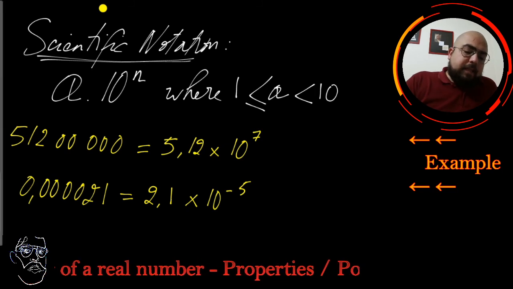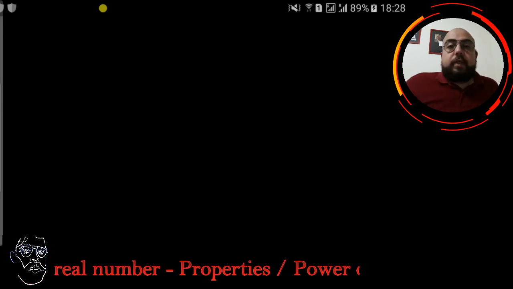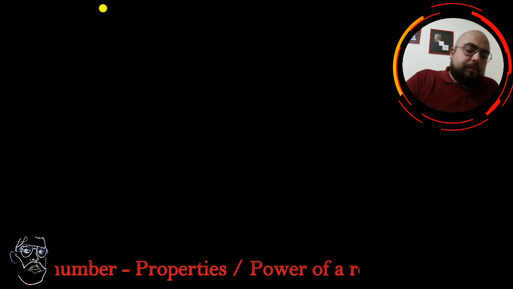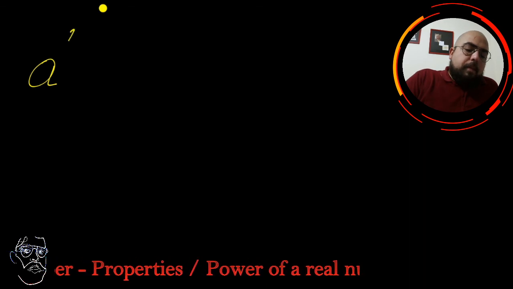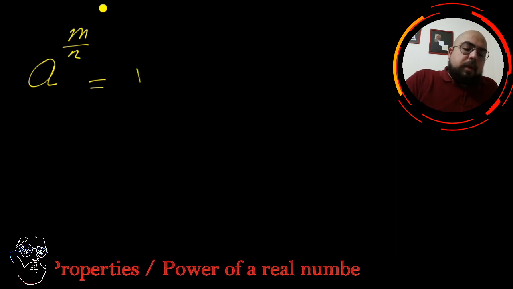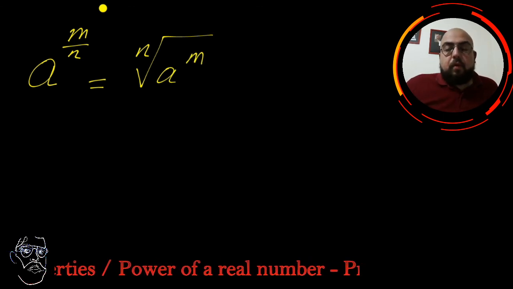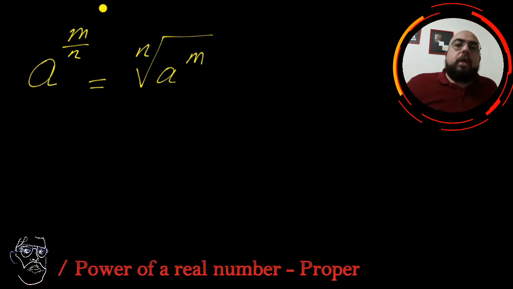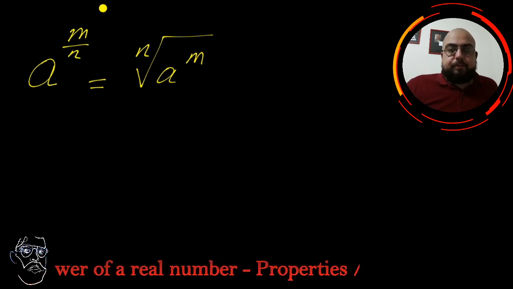And the last remark that I would like to give you is related to the rational exponent. So in case you had a to the power of m over n, this can be written as the nth root of a to the power of m. Alright? I'm going to talk about this part in another video related to the nth root of a certain number.